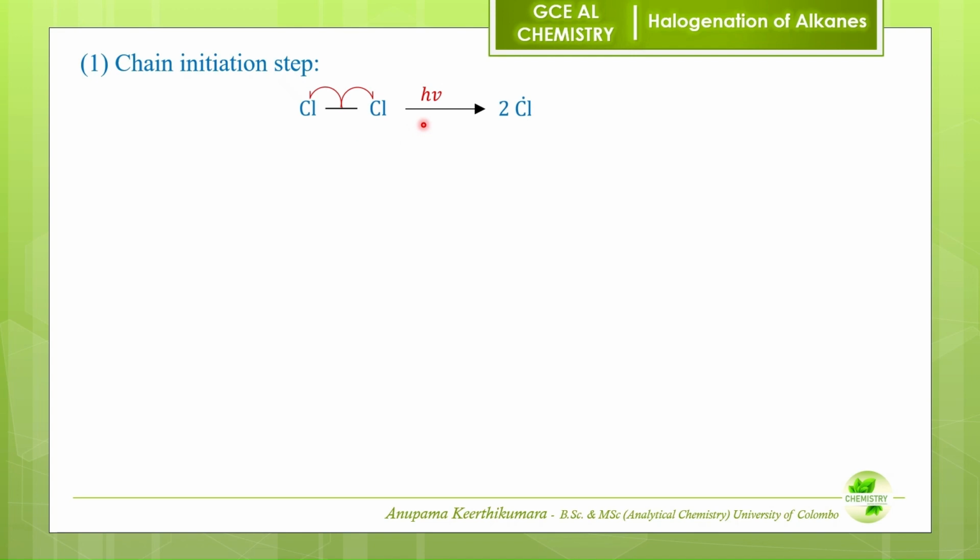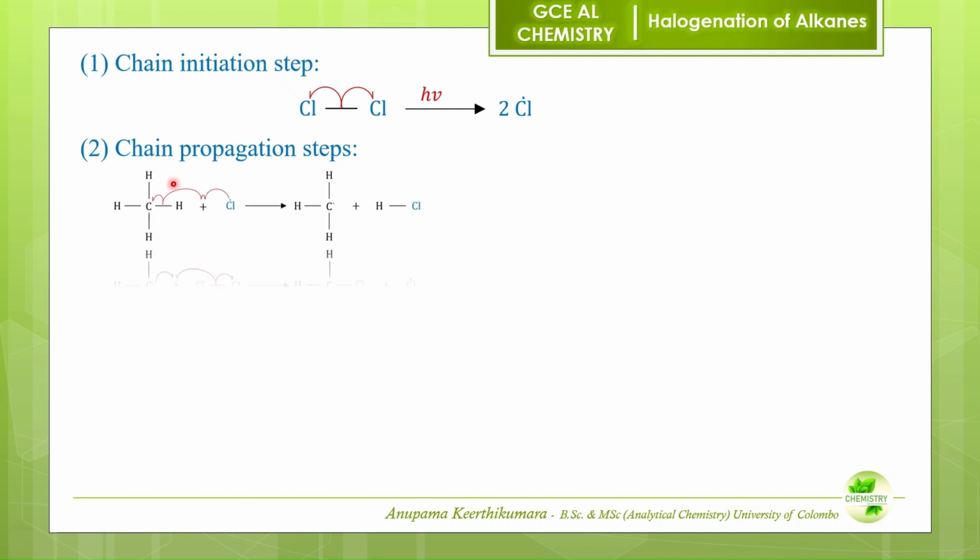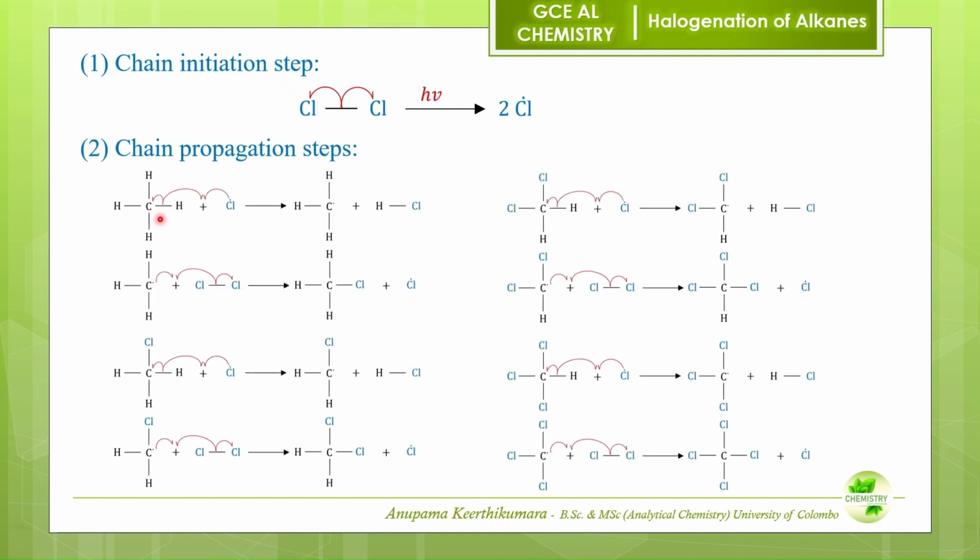In the presence of light, chlorine molecules undergo homolytic cleavage and are converted to chlorine free radicals. The next step is chain propagation and this involves several steps. First, the C-H bond of a methane molecule undergoes homolytic cleavage and it converts to the methyl free radical. During the process, an HCl molecule is also produced.